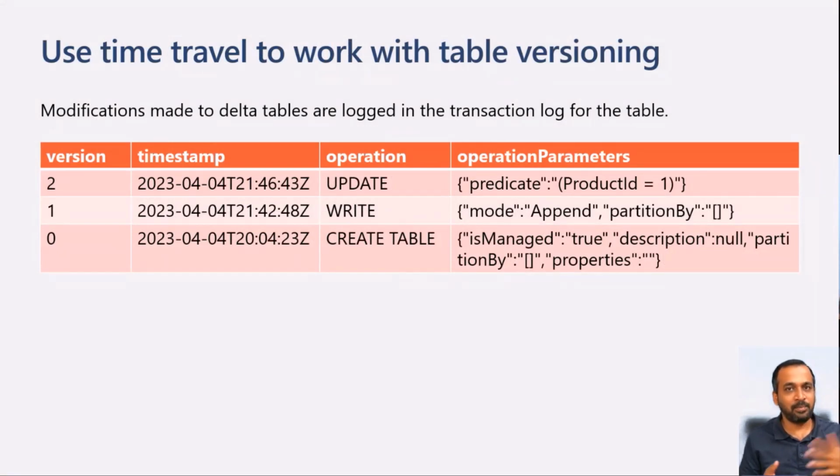So as I said in the previous videos, it's going to track each and every version of every transaction. Modifications made to Delta tables are logged in transaction tables like this. So we have an update on this date, we have a write on this date, we have a create table on this date and time.